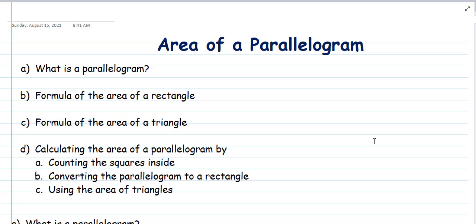Hi, today I am going to teach you how to find the area of a parallelogram using several methods. First of all, let's try to identify what a parallelogram is. Then for the second part, we are going to recall the formula for the area of a rectangle. Part C, the formula for the area of a triangle. Then for the last part, we are going to calculate the area of a parallelogram using three methods. So let's move to the first one.